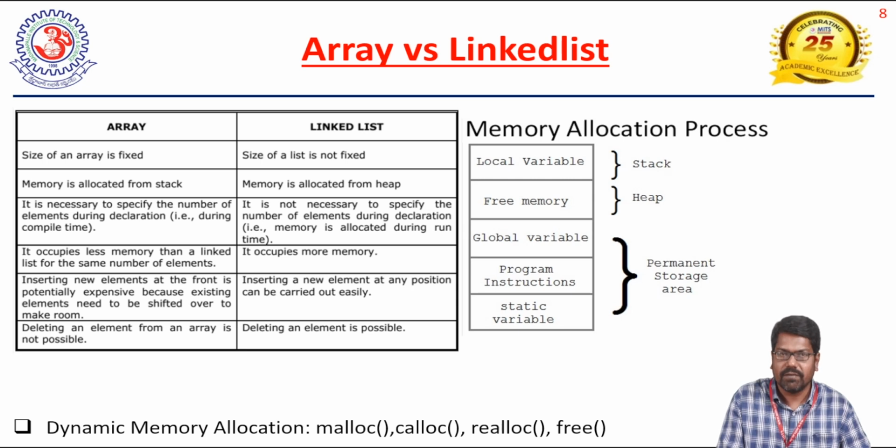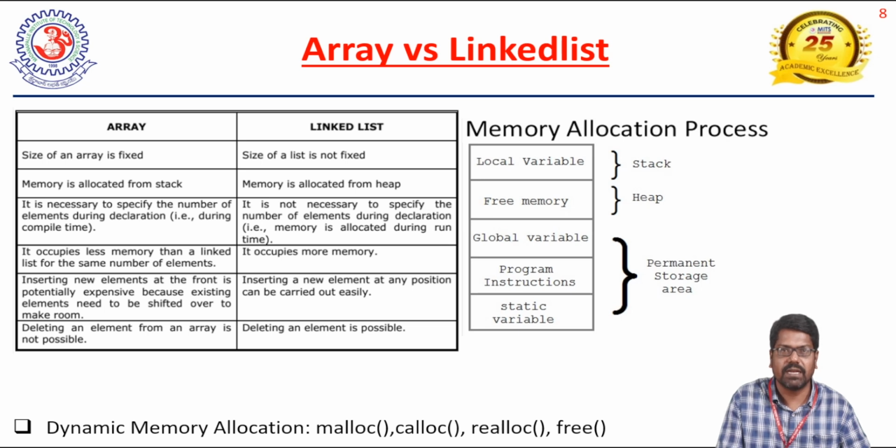So if you are going with the linked list form, you have to use a concept called dynamic memory allocation. In case you are writing your program in C language, you have to go with the dynamic memory allocation concept. For that, what type of functions you have to use: malloc, calloc, realloc, and free functions. So that's all about array versus linked list and the memory allocation process.